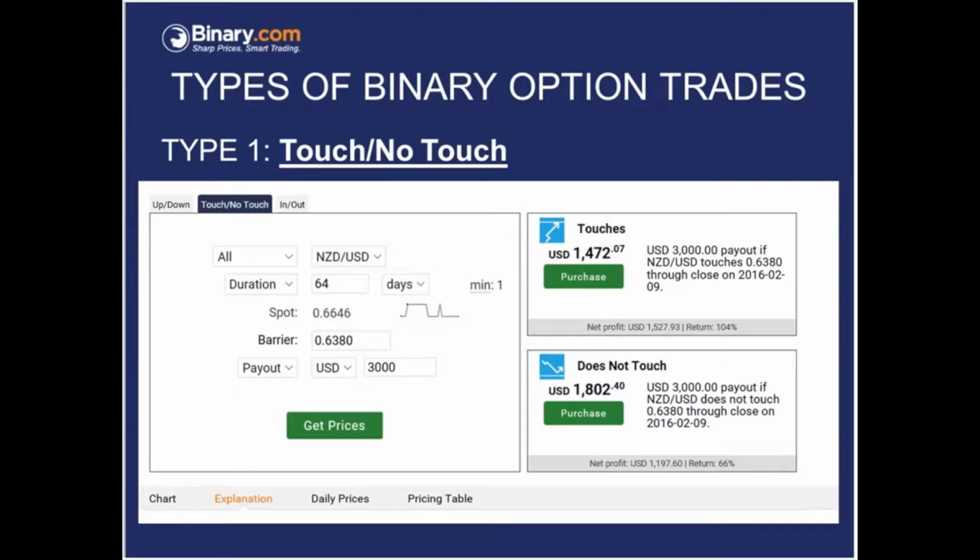Or alternatively, maybe you think that barrier level of 63.80 won't be touched, and you want a no touch option. So to win $3,000, it would cost me $1,800 to buy that option, which means that when the position plays out, let's say it doesn't touch that 63.80 level, I win $3,000. You can see what my overall net profit would be and what my return would be in this particular case, 66%, or just under 0.7 R, for those of you who understand reward and risk ratios. So that's how it looks on the platform if you've never used it.